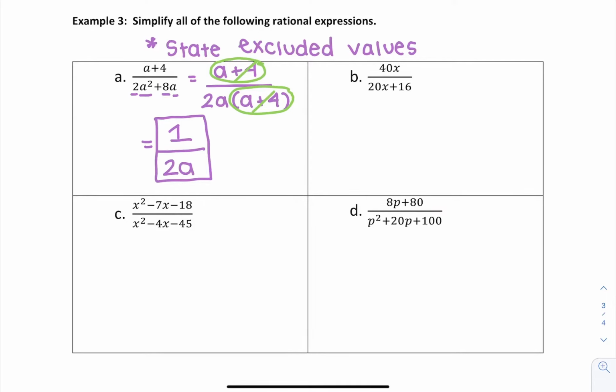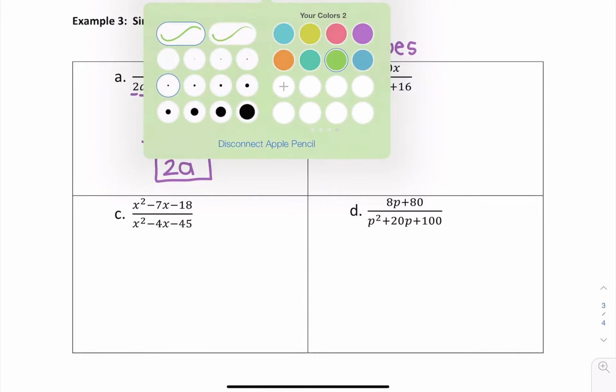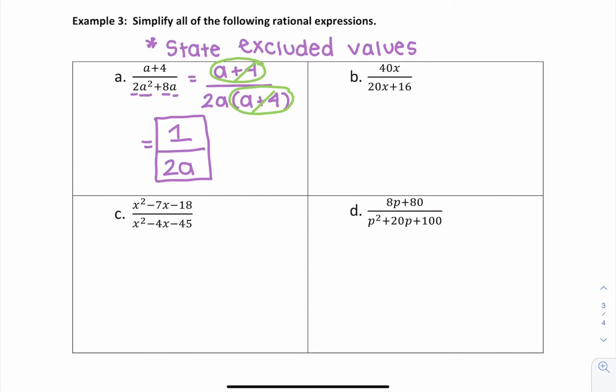So we need to figure out at any point, could I plug in something that's going to make the denominator 0? So the denominator cannot be equal to 0. So at any point, I'm going to look at this factored thing right here and see what I could plug in that would make it 0. Well, I know if a is 0, the whole thing turns to 0. So a can't be 0.